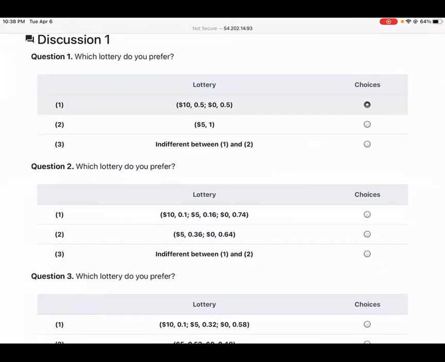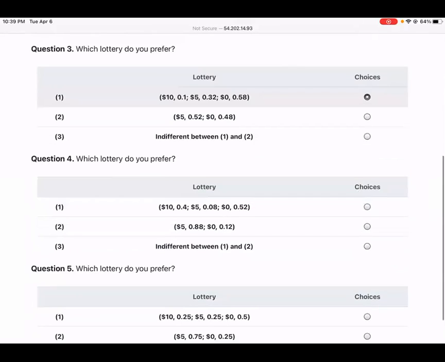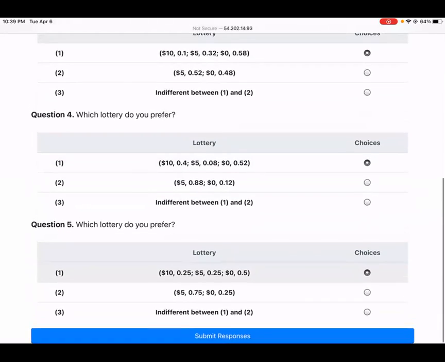If you prefer the first option, I get $10 with 50% of chance, and then I get 0 by 50% of chance. In the second option here, then you will get $5 for sure. If you're indifferent, you can choose this one. So after choosing all of these, you can go to the final button. You can click the submit response button, and then see the result. So if you're done, I can check if you're done.